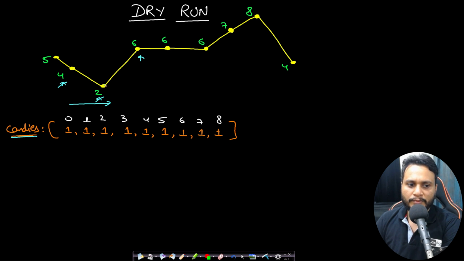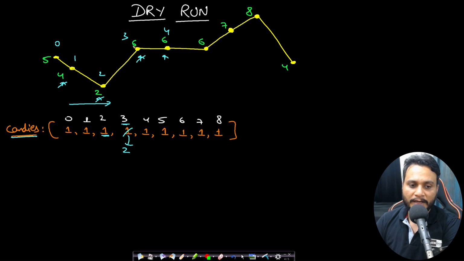6 with 2. So 6 is actually larger than 2, right? So what is the index of 6? It is this 3. 0, 1, 2, 3. It is 3, right? So the candy count here will be whatever is the previous candy count plus 1. So this is going to be 2. Okay. Now you go to this index 4.